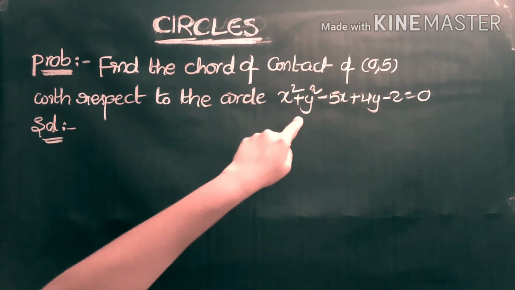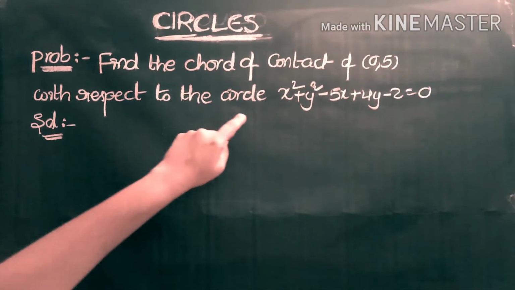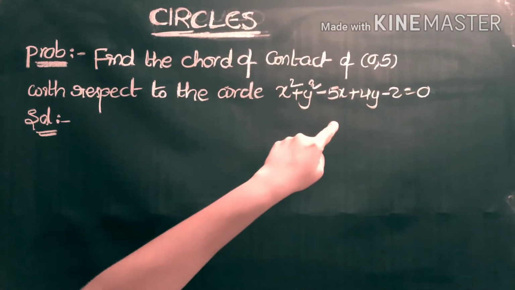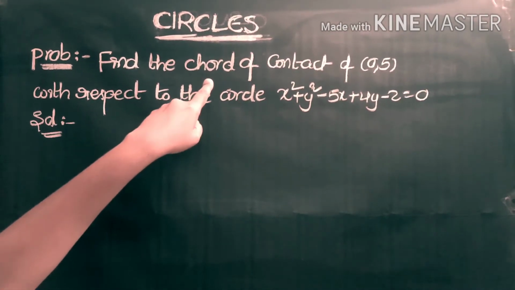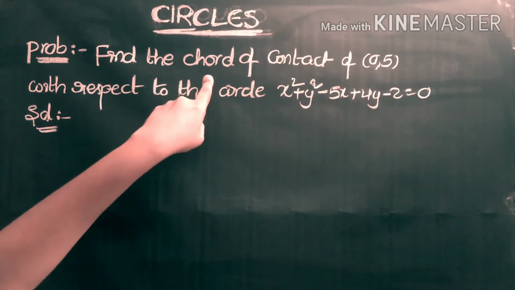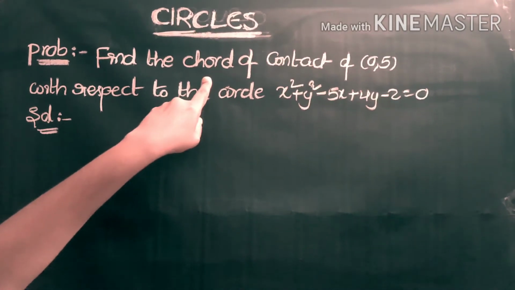Find the chord of contact of (0, 5) with respect to the circle x² + y² - 5x + 4y - 2x = 0. Find the chord of contact. Chord of contact means actually the chord of contact equation formula is S1 = 0.